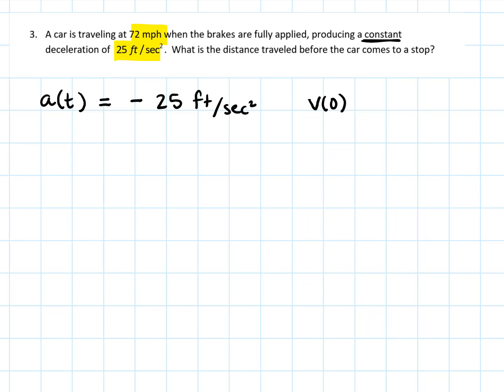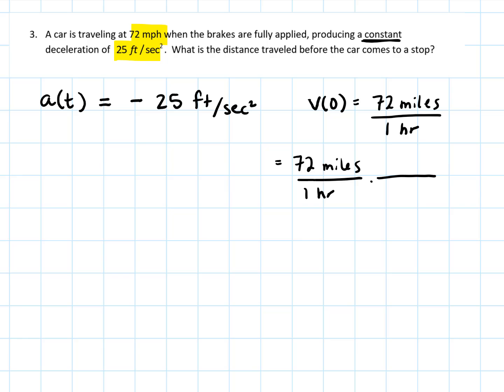Deceleration, I guess. So v of 0 is 72, and I'm going to write that in miles per 1 hour. I'm going to do that because we are going to have to convert that. So let's do a quick little conversion on that. We need to get that into feet per second. This is a nice little conversion review.